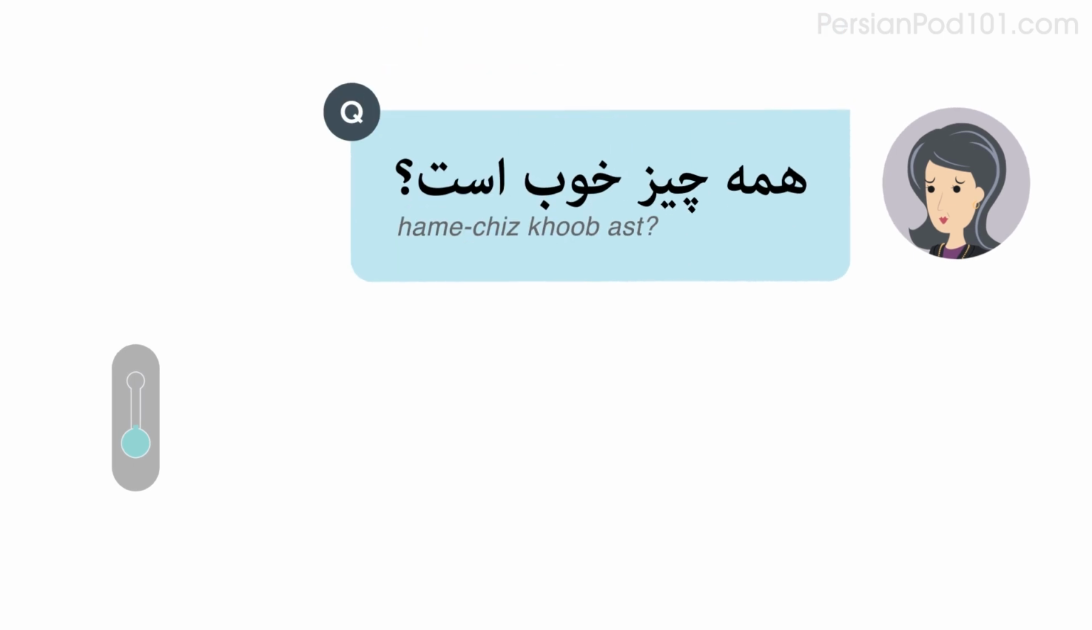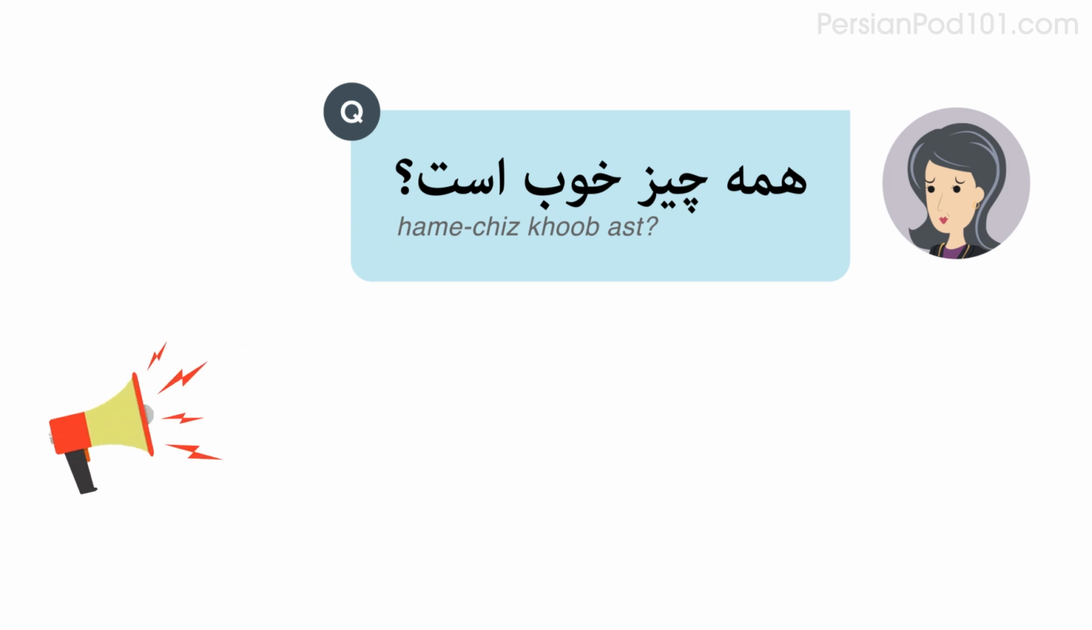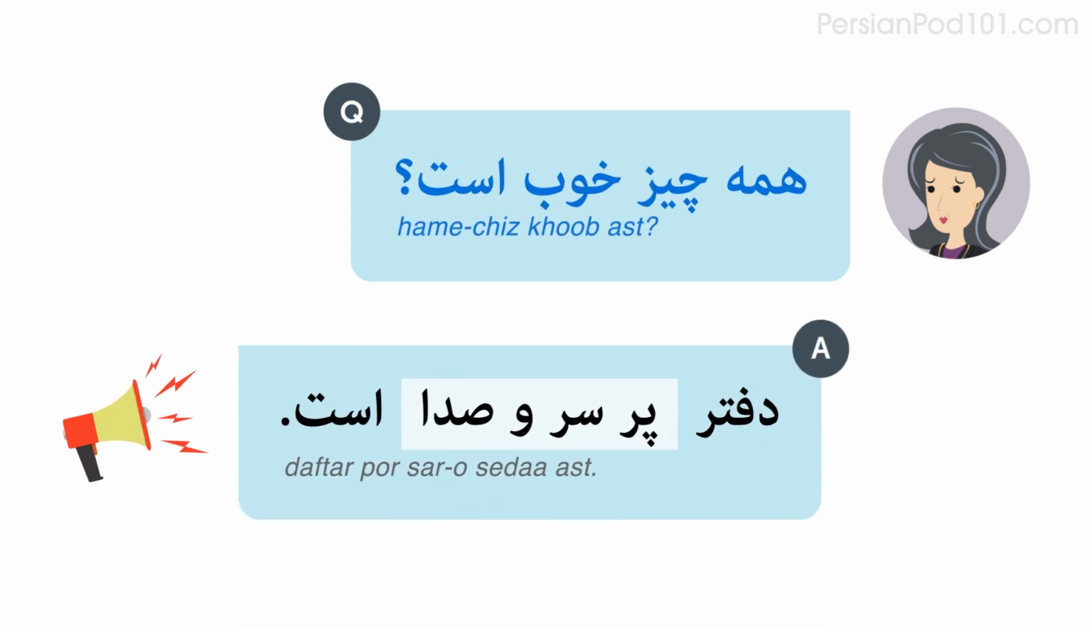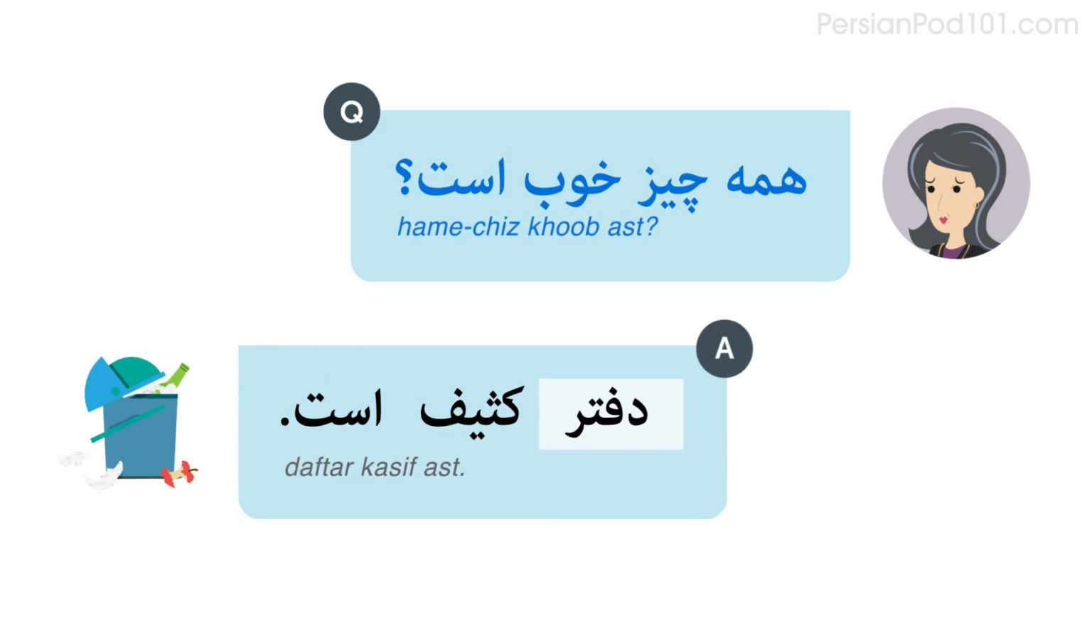Let's look at some examples. Listen and repeat or speak along with the native speakers. همه چیز خوب است؟ دفتر سرد است. همه چیز خوب است؟ دفتر پر سر و صدا است. همه چیز خوب است؟ دفتر کثیف است.